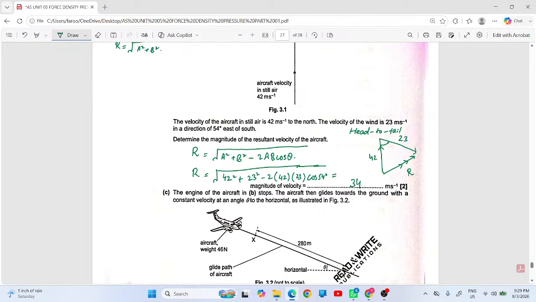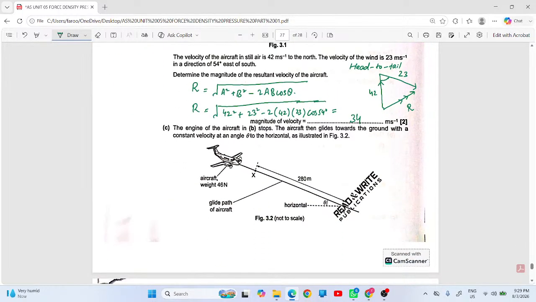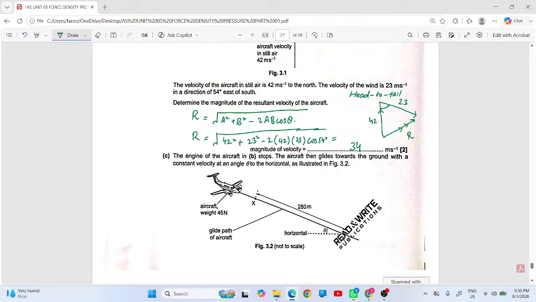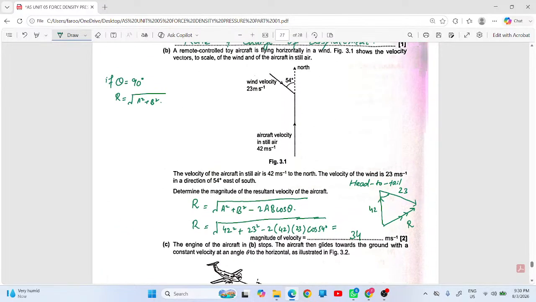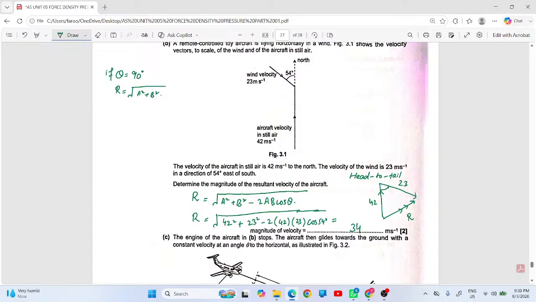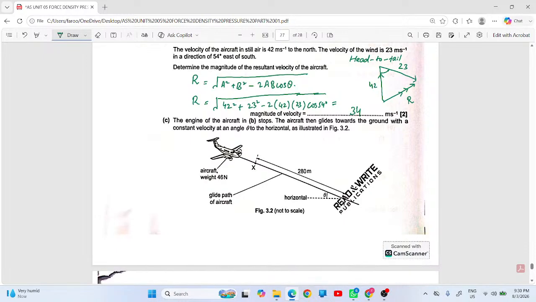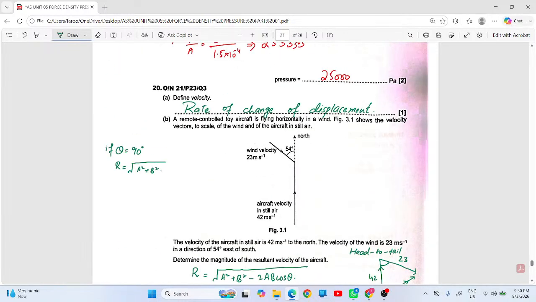Next, the engine of the aircraft in B stops. The aircraft then glides towards the ground with a constant velocity at an angle of theta to the horizontal. Okay, if in case you did not know this formula, then what would you have done in the first part? If you did not know this, then the second method is the same, make components. Let's do that, though it would be lengthy.